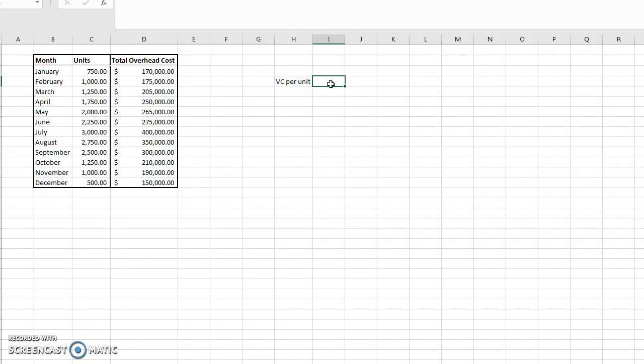Actually, there's a function in Excel called equals SLOPE. So I just come over here and say equals SLOPE, and I say my known y's. What are my known y's? It's my overhead, right? Because my y is my dependent variable, which is my overhead. My x's are my independent variable, which are my units. So my known y's, then my known x's are my units. Come over here. That's my slope.